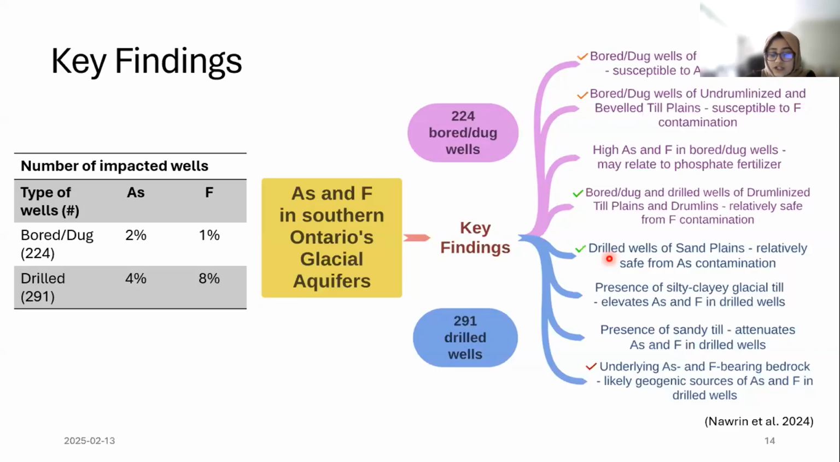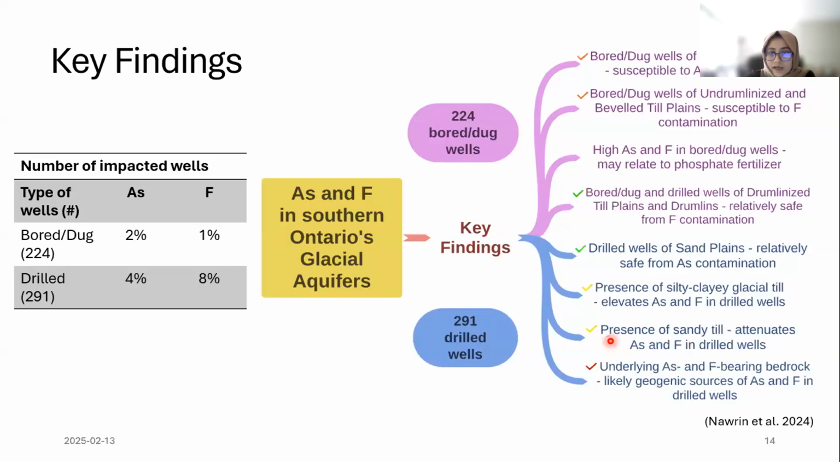Then we found that the texture of glacial till influences arsenic and fluoride concentration in drilled wells. For example, presence of silt or clay in glacial till can facilitate releasing arsenic and fluoride in groundwater, specifically arsenic under reducing condition. On the other hand, sandy till, likely with positive ORP, helps to attenuate arsenic and fluoride in groundwater.